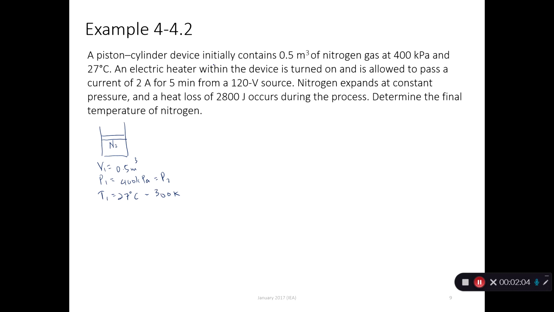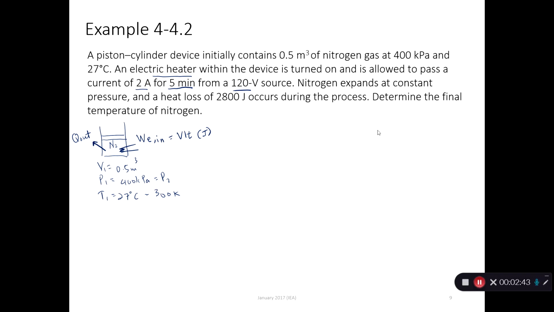And then an electric heater within the device. So that's just a work E in. Okay, so that's VIT. The V is 120, I is 2 ampere, time is 5 minutes, so times 60, you get 300 seconds. Remember, this will give you the answer in joules. It expands at constant pressure. There's a heat loss happening. So heat loss is simply Q out.